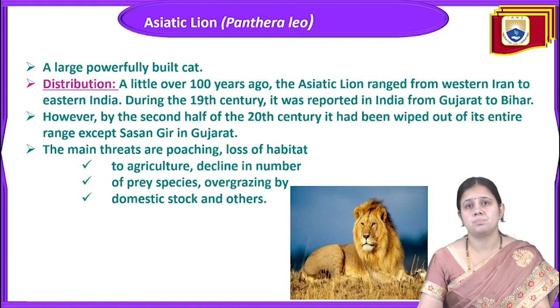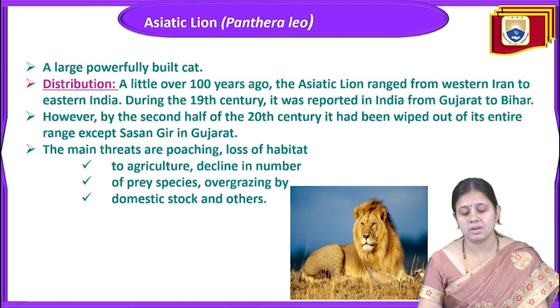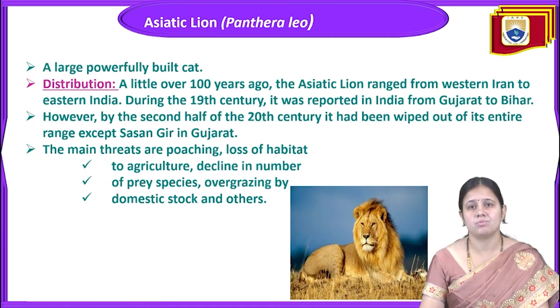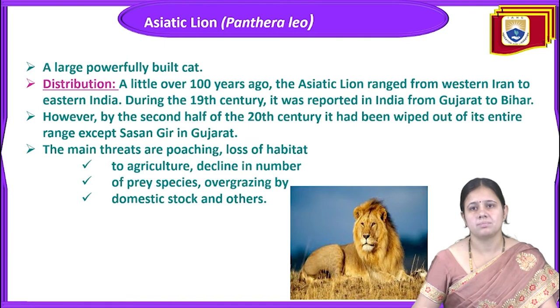Panthera leo is a very large, powerfully built cat. Its distribution, a little over 100 years ago, ranged from western Iran to eastern India. During the 19th century, it was reported in India from Gujarat to Bihar. However, by the second half of the 20th century, it had been wiped out of its entire range except Sasan Gir in Gujarat. The main reasons of threat are poaching, loss of habitat to agriculture, decline in the number of prey species, overgrazing by domestic stock and others.